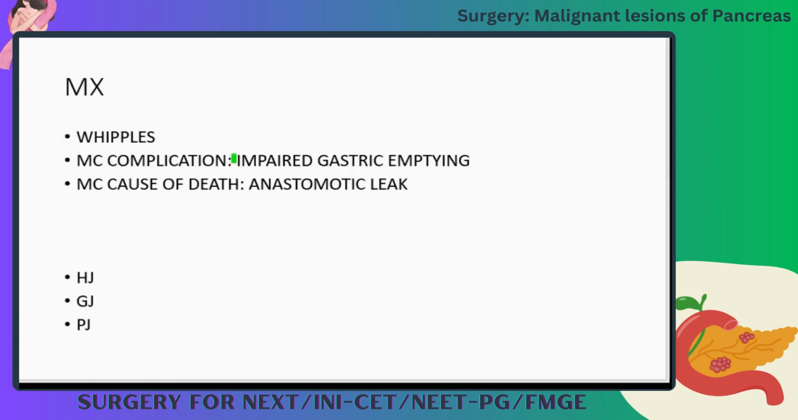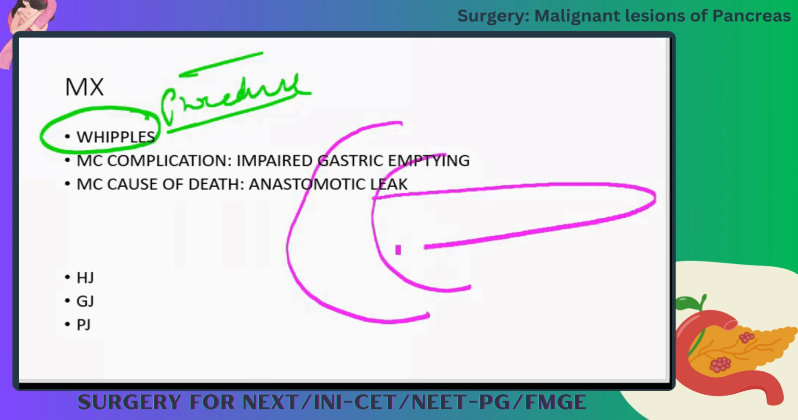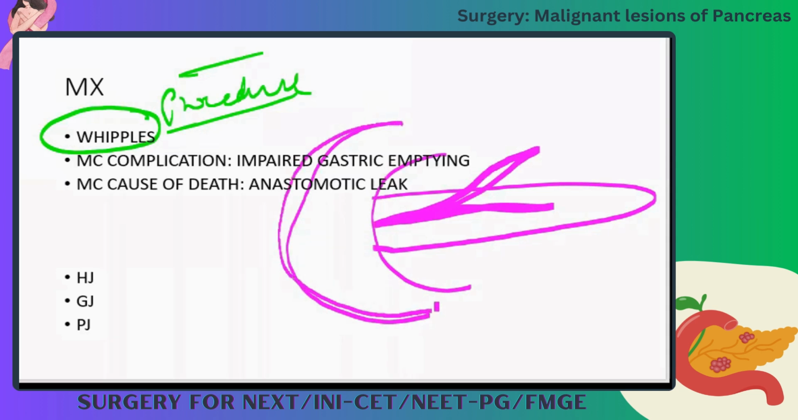Now, what is the treatment of choice for periampullary cancer? It is Whipple's procedure. Again, listen carefully. This is the duodenum. This is the pancreas. This is the bile duct and the pancreatic duct. So Whipple's procedure is removing the entire duodenum, the common bile duct, the head of the pancreas. This part will be removed.